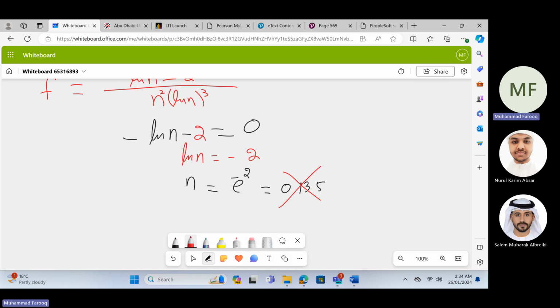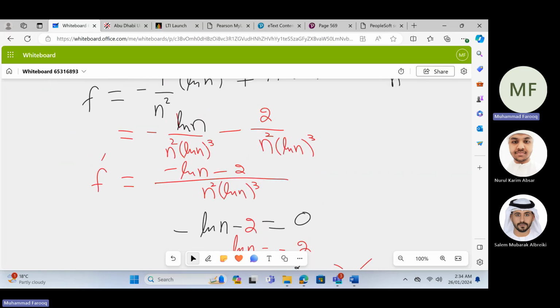Now, the next condition: take the denominator equal to 0. We have two conditions for a CP: number one, derivative is 0, and number two, derivative is undefined. When does the derivative become undefined? When the denominator becomes 0. Now equate this to 0.